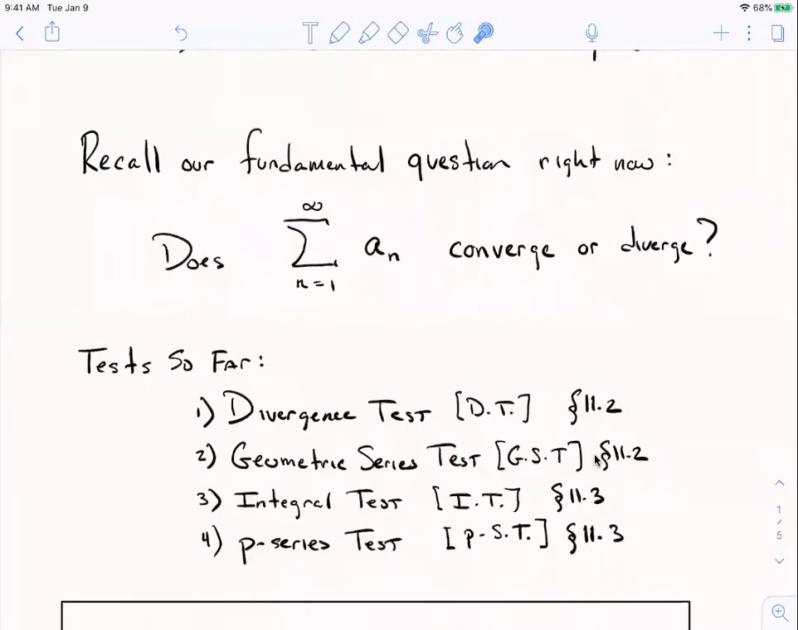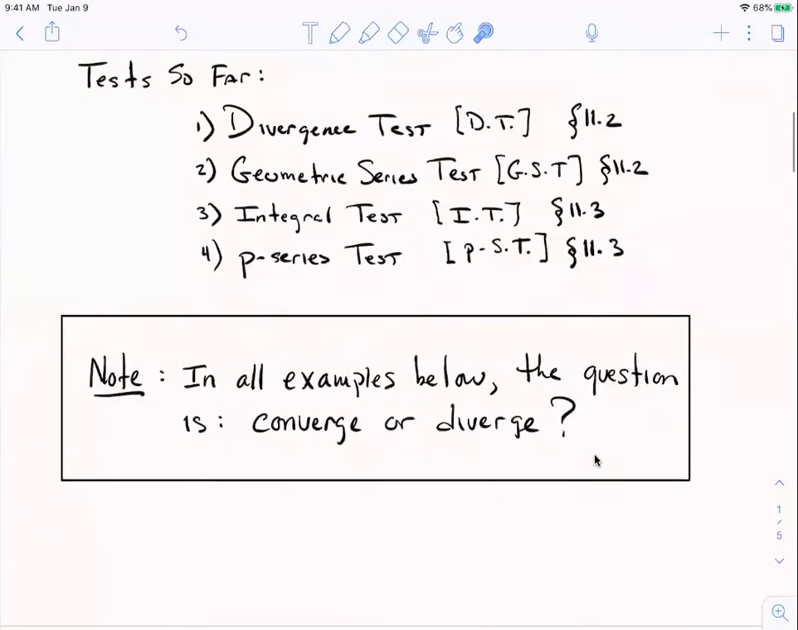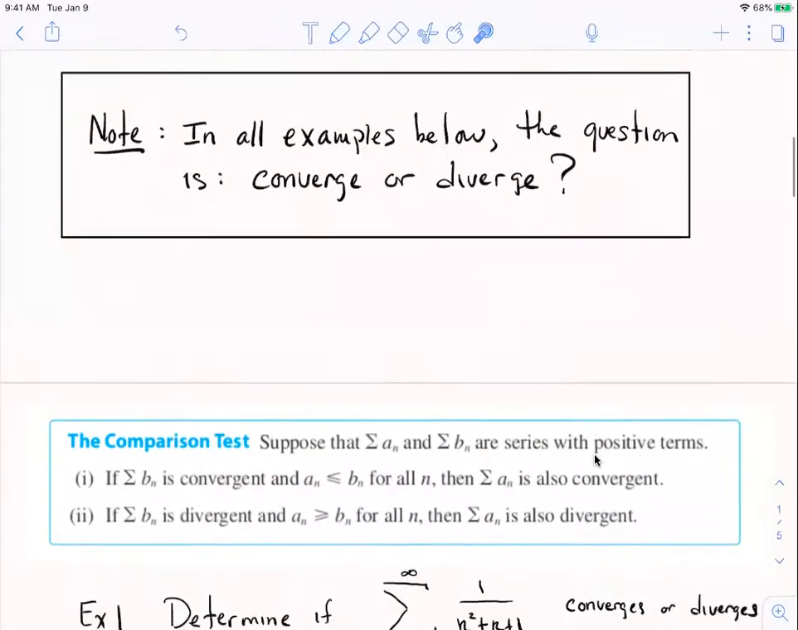All right, so we're going to add 2 more tests to this list today. So at the end of this lecture, we'll have 6 of them. Just so I don't have to keep writing it everywhere below, let me say once and for all that in all of my examples below, the question I'm asking is, does the given series converge or diverge? If I don't write that over and over again, that's always my question.